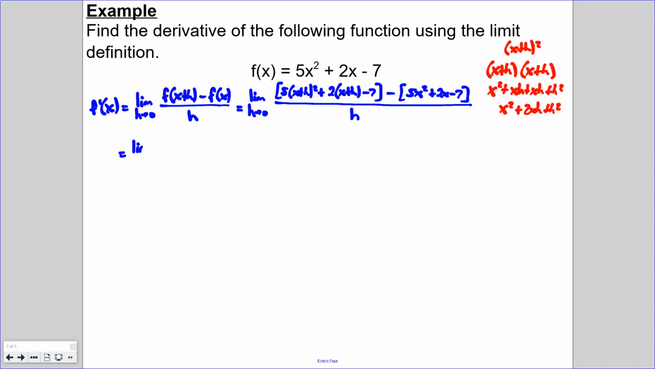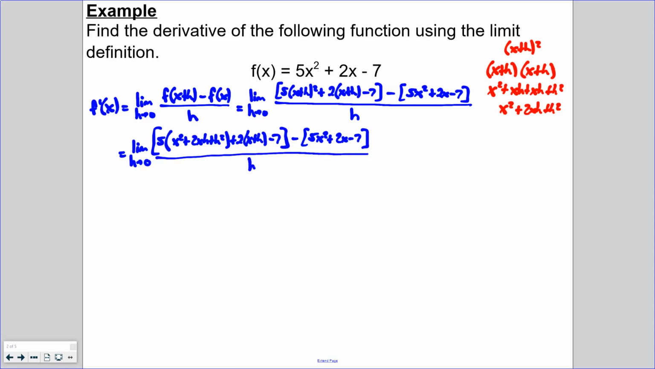So we're going to have the limit as h approaches 0 of 5 times x squared plus 2xh plus h squared, and then plus 2 times x plus h minus 7, and then minus the quantity 5x squared plus 2x minus 7, and that's all going to be over h. And yes, these limit definition problems are a huge pain because of all this crazy writing and all these steps, and yes, it is super painful. But, welcome to calculus. Alright, so let's continue working.